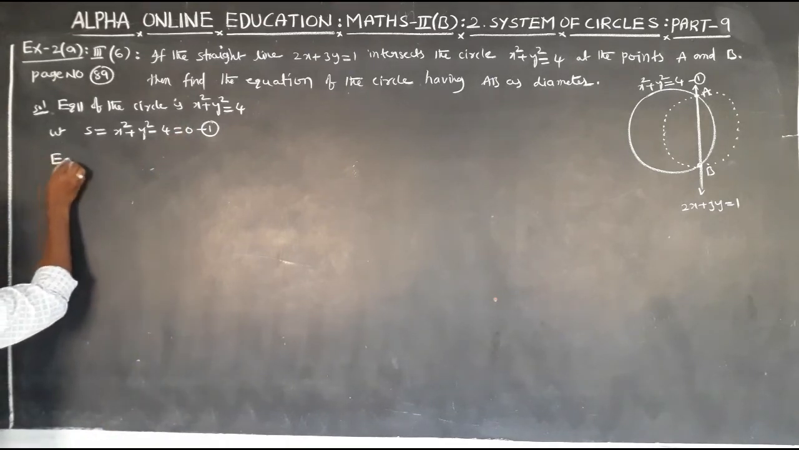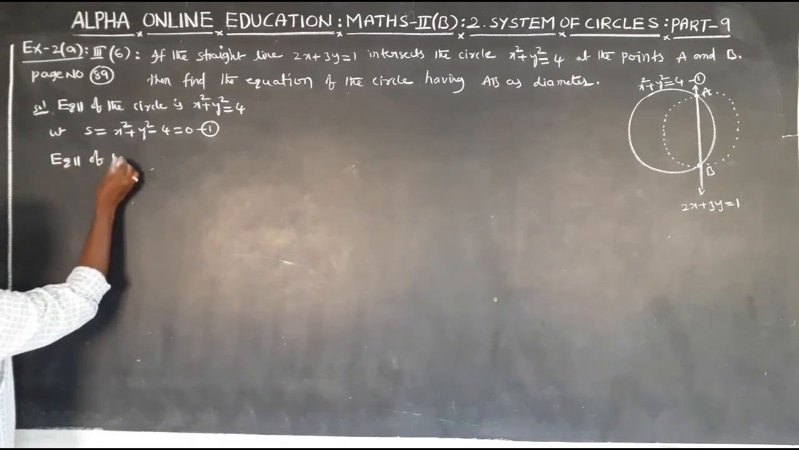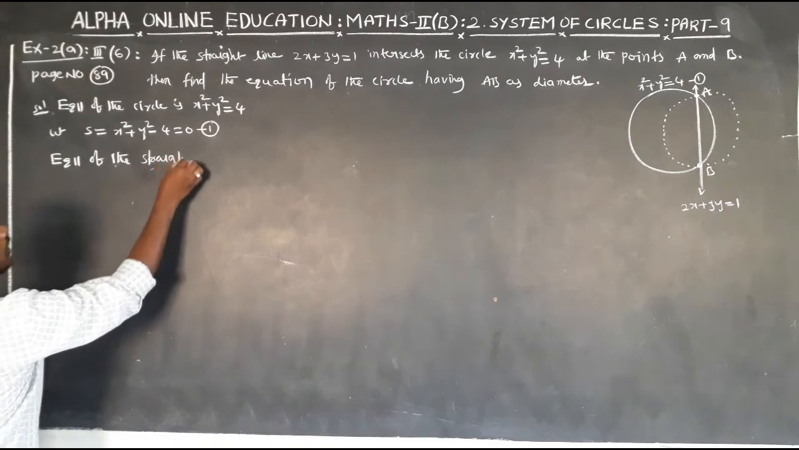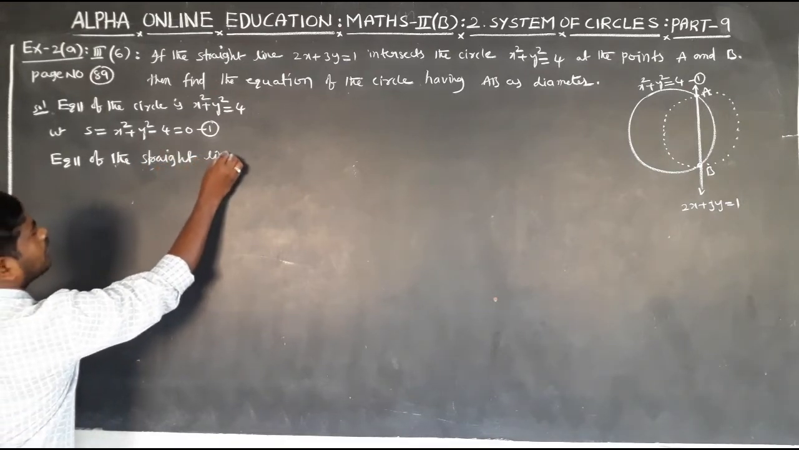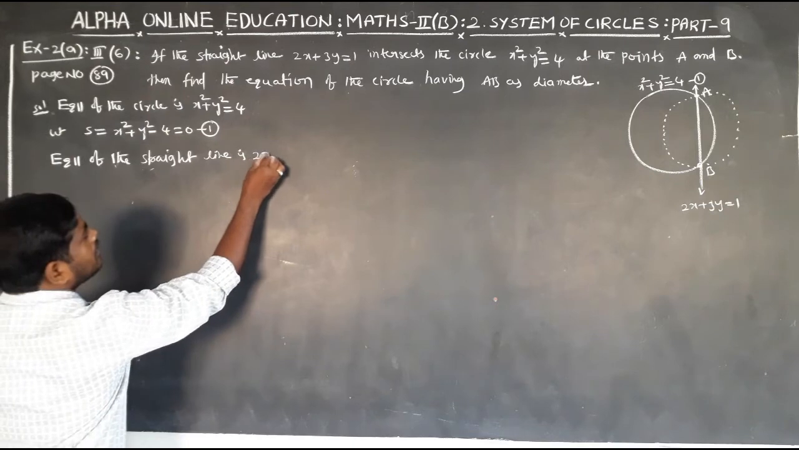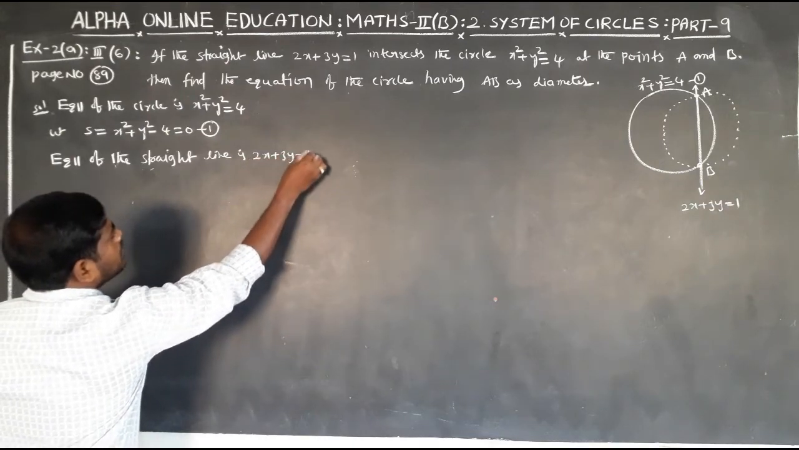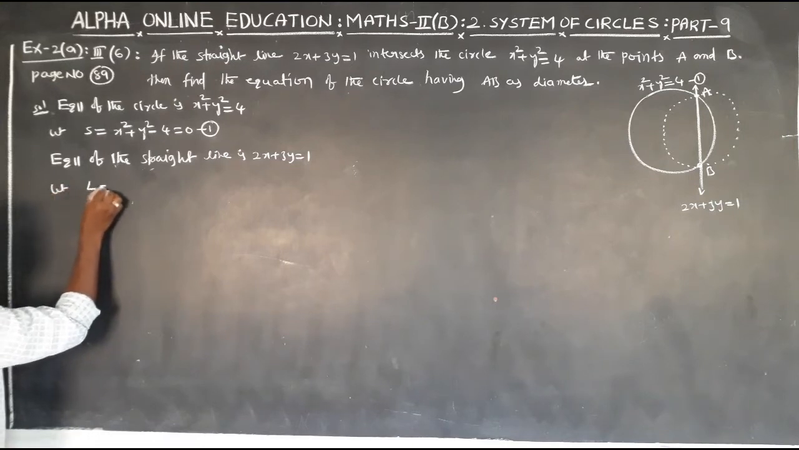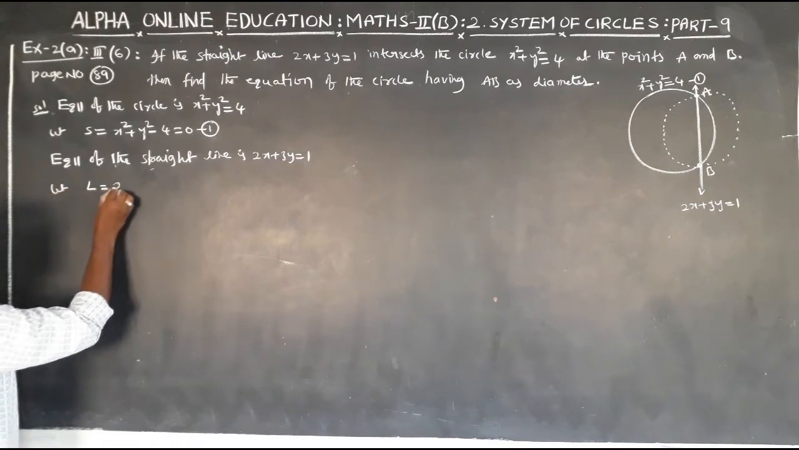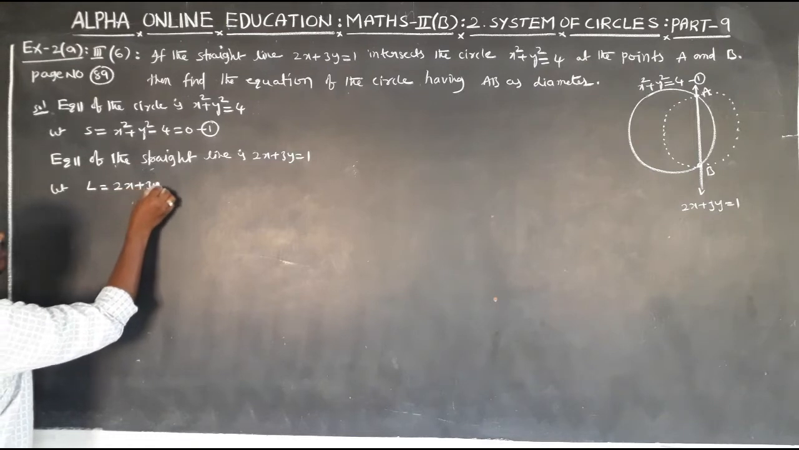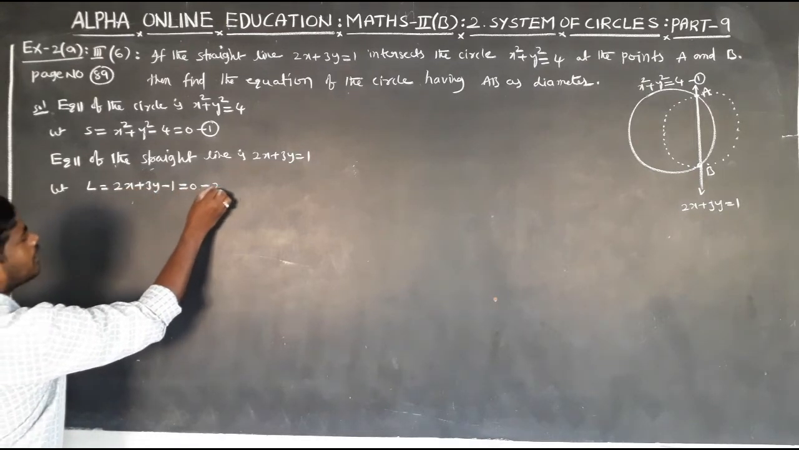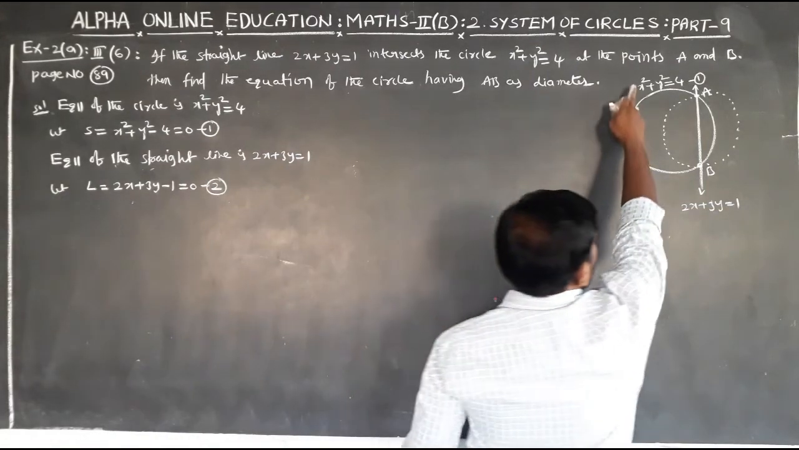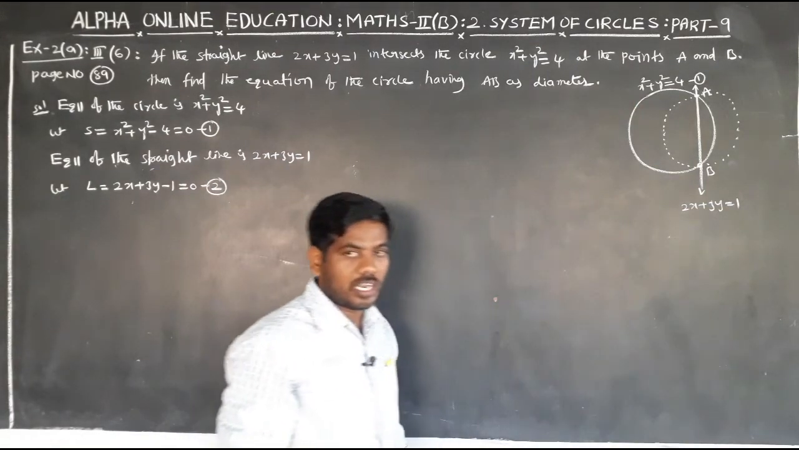Again, equation of the straight line is 2x plus 3y is equal to 1. Let the equation of the line be L. L is equal to 2x plus 3y minus 1 is equal to 0. This is the circle, this is the line.